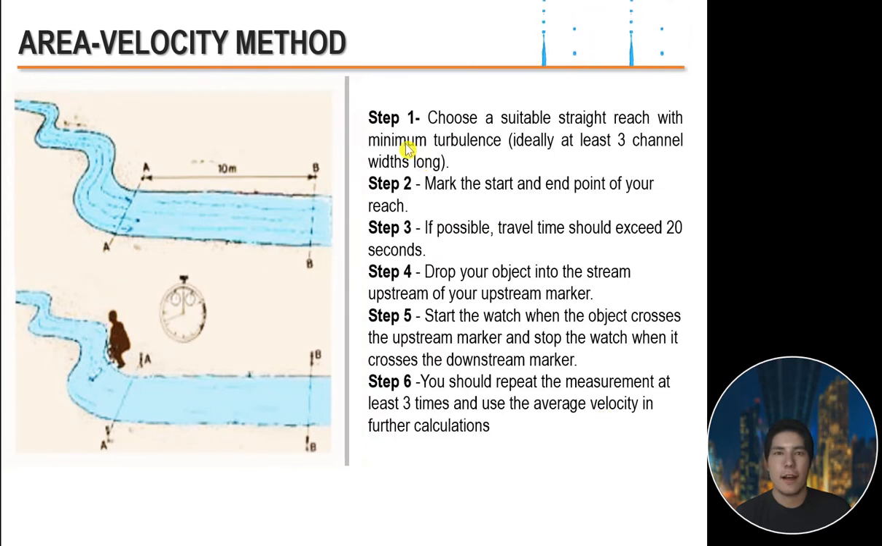So step 1, we choose a suitable straight reach with the minimum turbulence, ideally at least 3 channel widths long. Step 2 is to mark the start and end point of your reach. So you have A and B. So if possible, the travel time should exceed 20 seconds. So step 4 is to drop your object into the stream upstream of your upstream marker. And step 5 is to start the watch when the object crosses the upstream mark and stop the watch when it crosses the downstream mark.